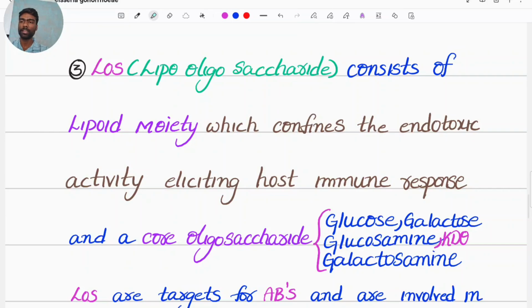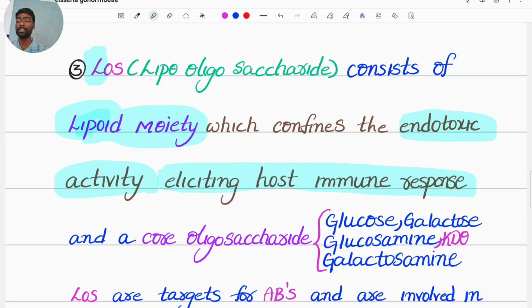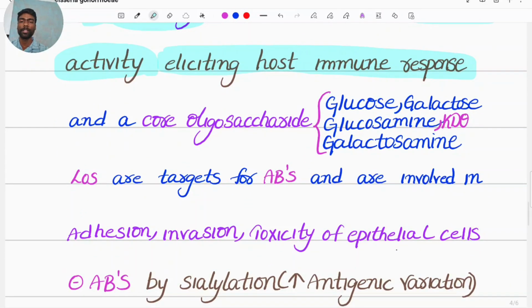Lipooligosaccharide, as the name itself says, has a lipid moiety, which confers the endotoxic activity. I already told you it produces endotoxins. So here the lipid moiety produces endotoxin activity, eliciting a host immune response. That is, it is immunogenic. The core oligosaccharide contains glucose, glucosamine, galactose, galactosamine, and KDO.